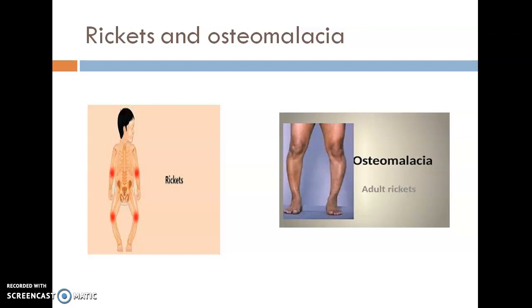Rickets rarely occurs before the age of 6 months. It very seldom makes its appearance after the age of 5 years. It is most common between the first and second years of life and rare after the age of 3 years.